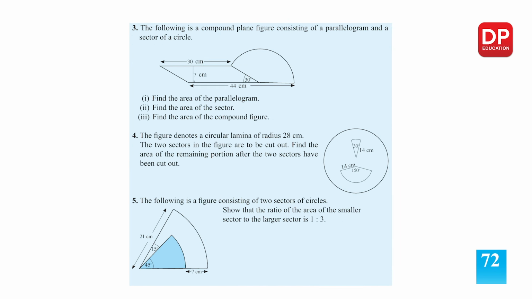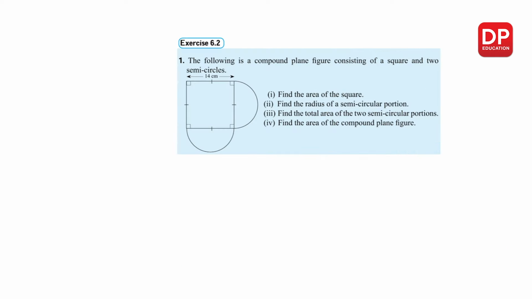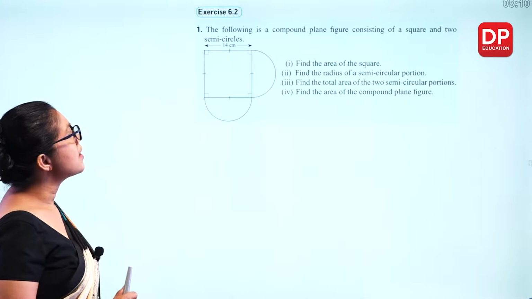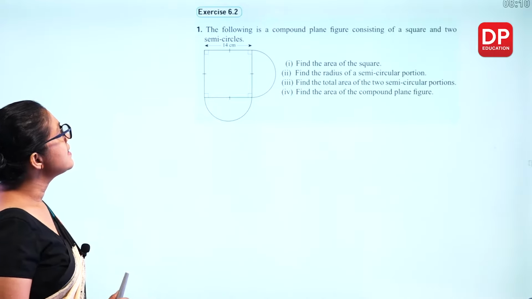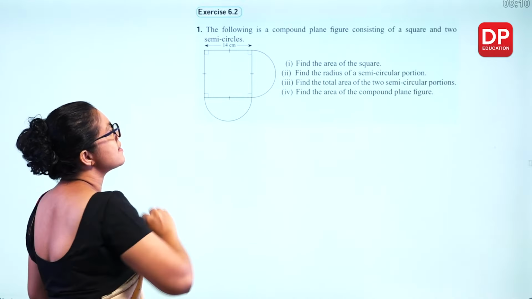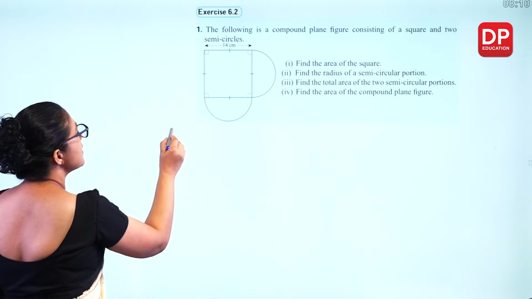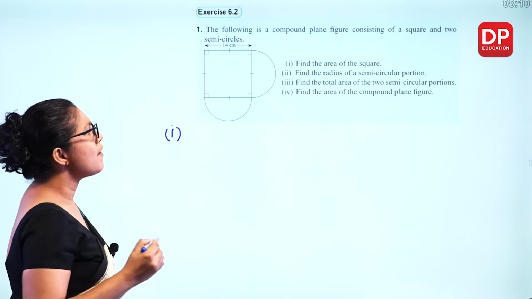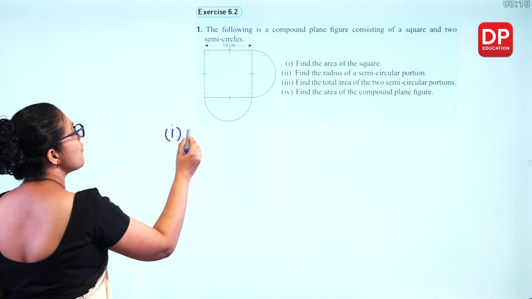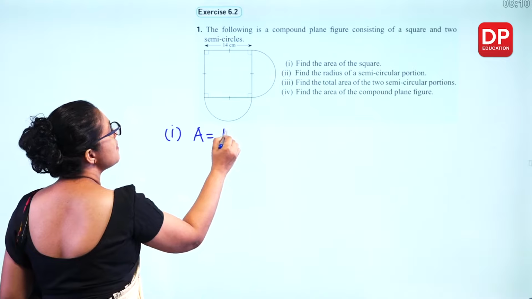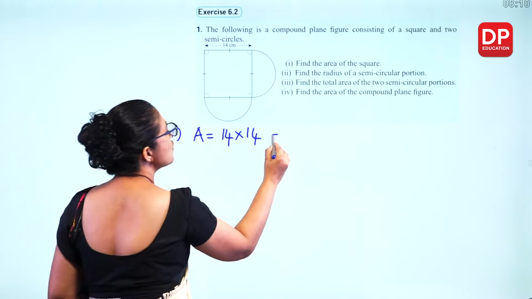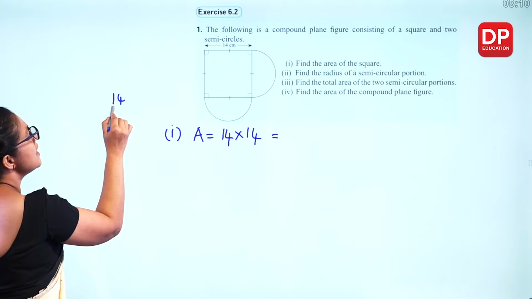Now we'll look at exercise 6.2. In this question, you are given a compound figure and it says this is a square and 2 semicircles. So the first part says find the area of the square. So how can we find out the area of the square? You can multiply length into length. That's 14 times 14.